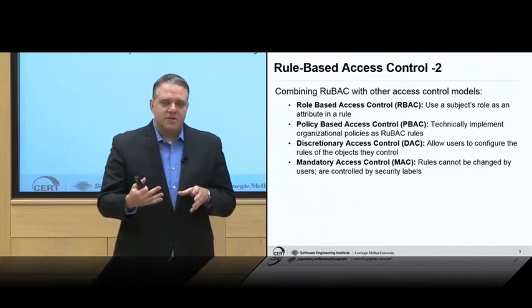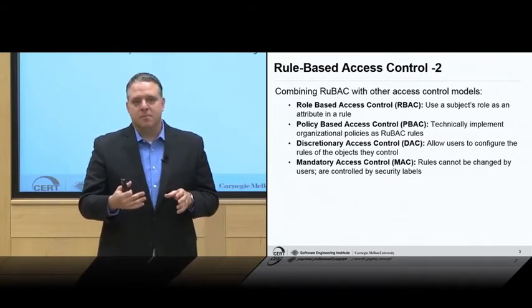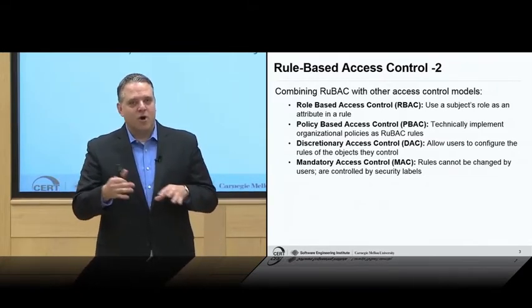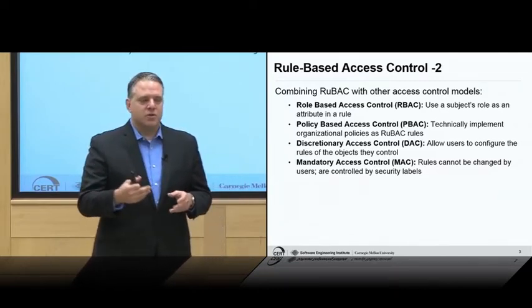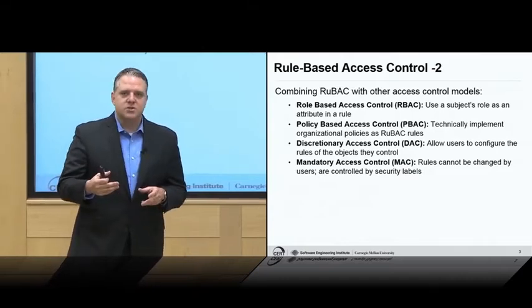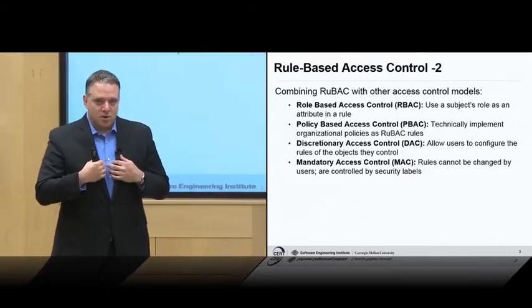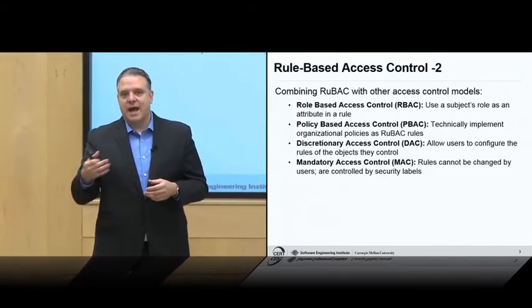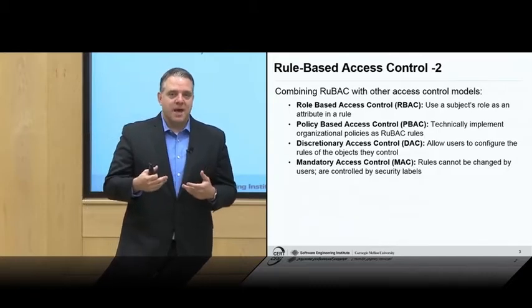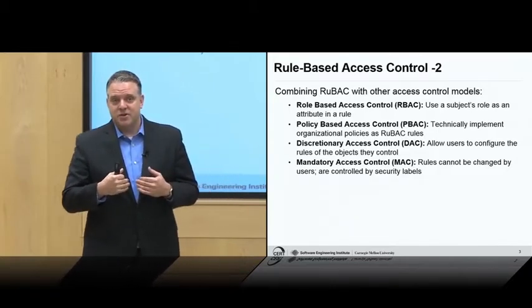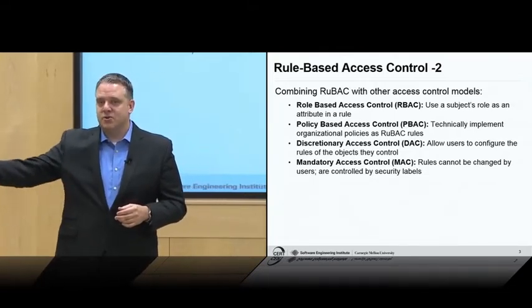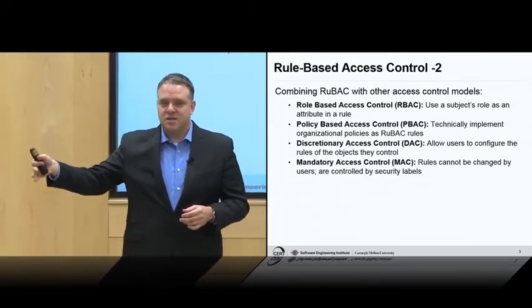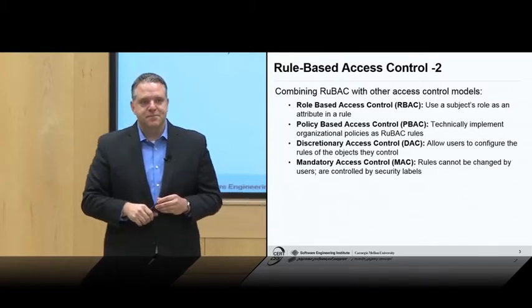So how would you actually combine those rules? Well, if you're going to combine RuBAC with RBAC, let's see if we can keep all these acronyms straight. If we combine it with role-based access control, what we're really doing is using my role as a subject as an attribute in a rule. So if I'm a manager, we can use the fact that I'm a manager, what my role is, as part of a rule. Like only managers are allowed to access the facility after 5 p.m.